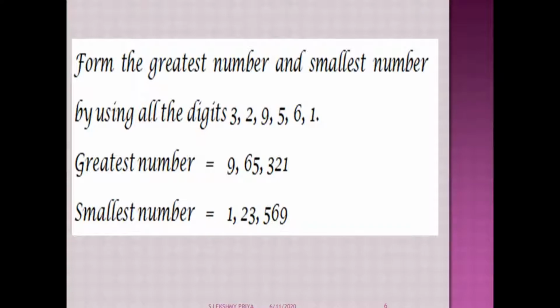Here the least is 1, then there comes 2, then 3, then 5, then 6 and then 9. How can we read this number? It's 1,23,569. Correct.